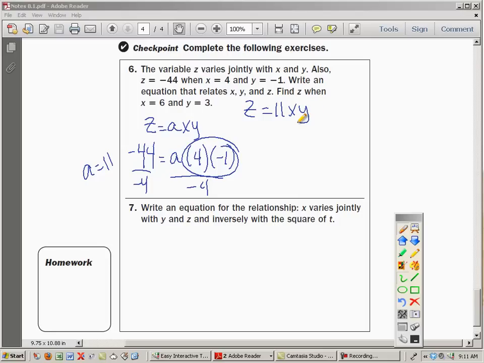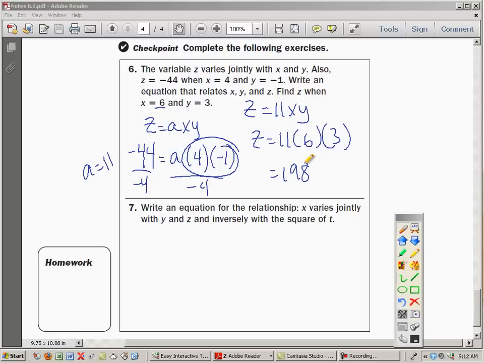Now, we're going to get the values of x and y, and we have to solve for z. So z equals 11 times the x we're given, which is 6, times the y we're given, which is 3. 6 times 3 is 18, and 18 times 11 comes out to 198. All right, and so z is 198 when x is 6 and y is 3.